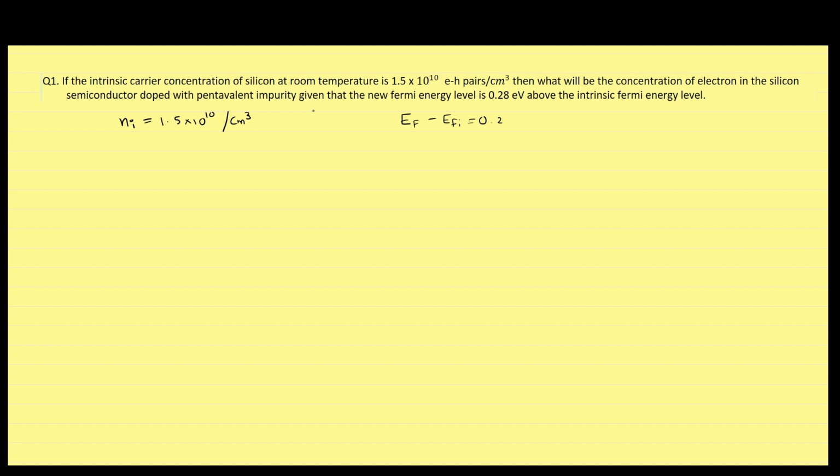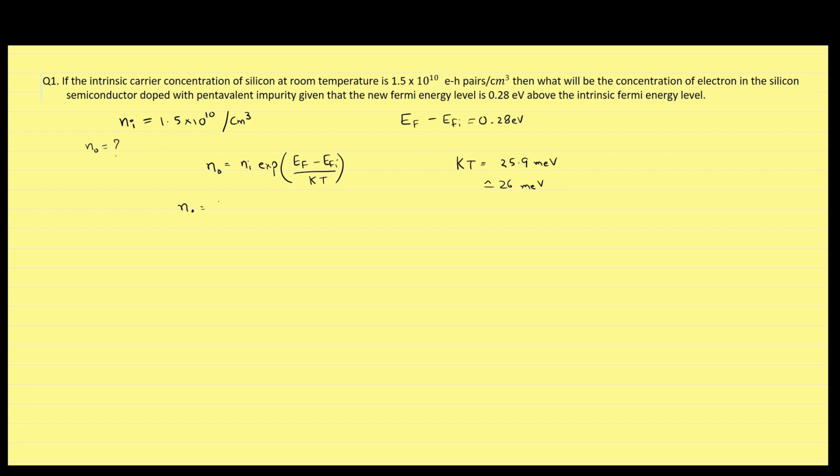and electron concentration is asked. This question is very simple, as we have a direct formula. And we also know that KT is equal to 25.9 milli electron volt at room temperature, but for simplicity we can also take 26 milli electron volt.